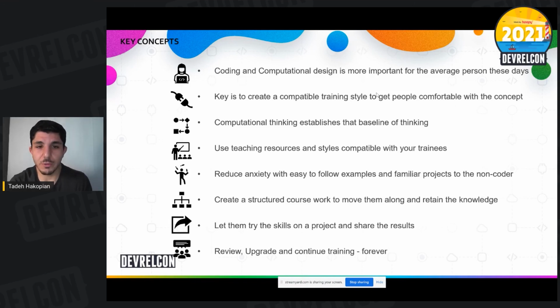And create a structured course. If you have something, it doesn't have to be a whole course. It could be a training example, anything structured, to the point, step by step, anybody can follow it. Let people try the skill on a project and share the results, and it'd be easier for you to work with them based on the steps provided. You have the structured course, and review, upgrade, and continue training forever.